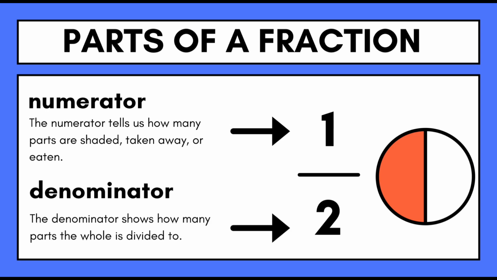While the number below the fraction bar is what we call the denominator. The denominator shows how many parts the whole is divided into. As you can see in the circle, the whole circle is divided into 2. That is why the denominator here is 2. If we are going to read this fraction, it is read as 1/2.